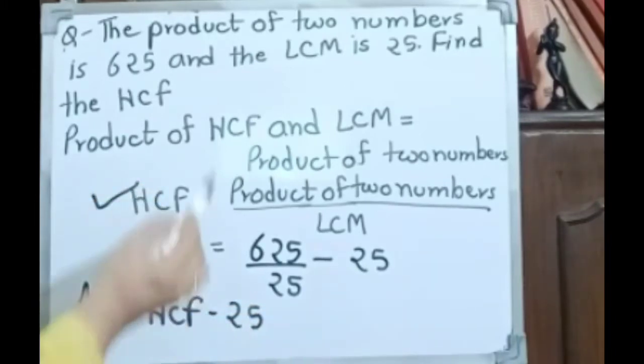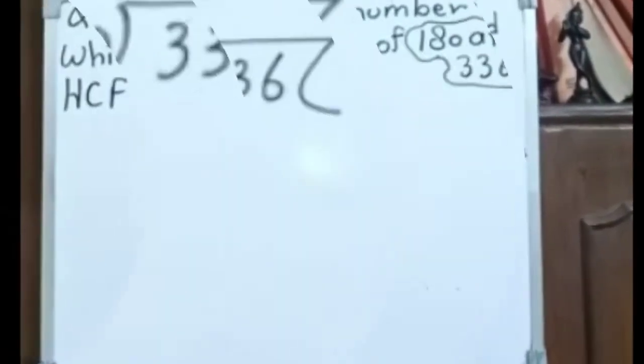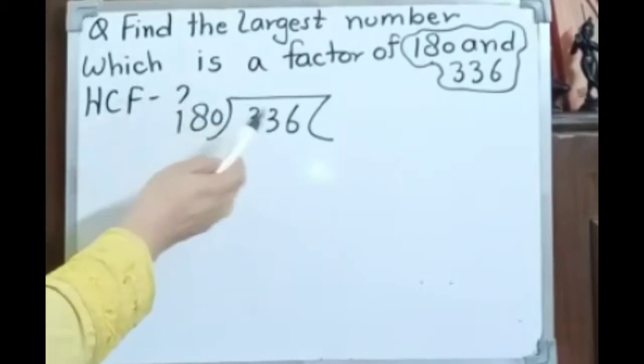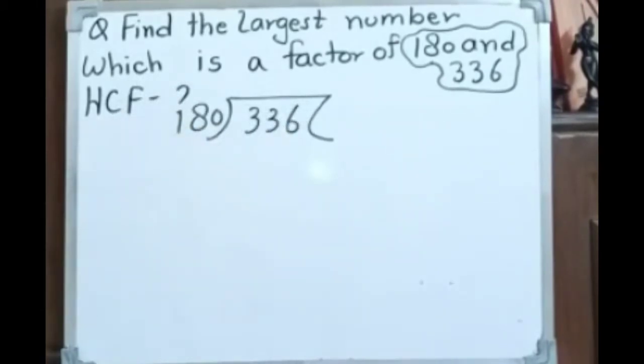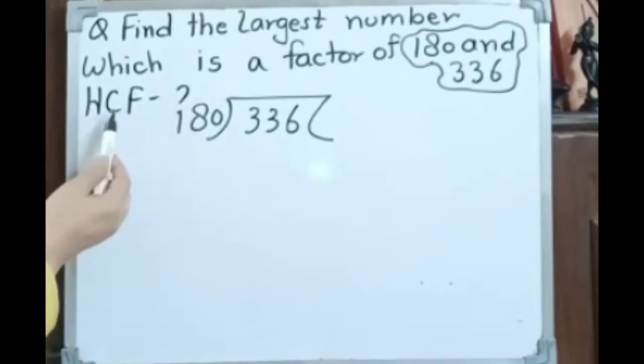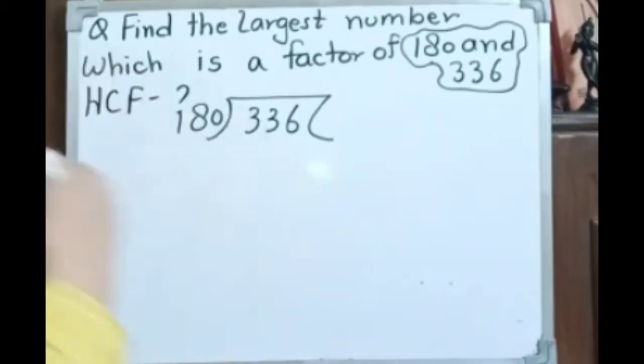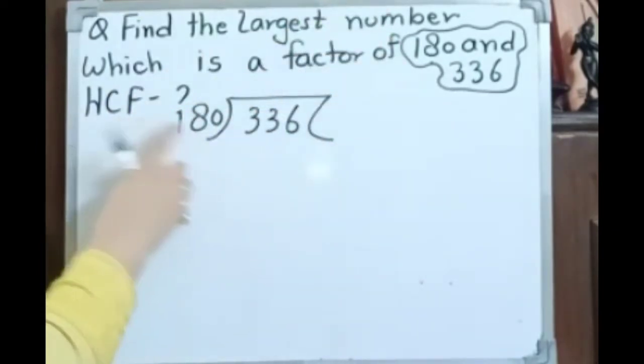So this is the formula. If you want to take out LCM, it is again the same: LCM is equal to the product of the two numbers upon HCF. Next question: find the largest number which is a factor of 180 and 336. Largest number means HCF, highest common factor, and the smallest number means LCM, lowest common multiple. You all know the difference between factors and multiples. Multiple means multiplying, and factor means division.